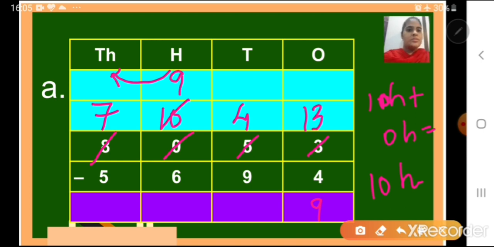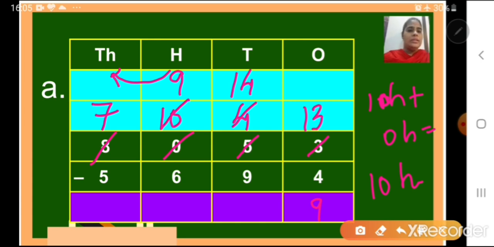Okay. So 100 is equal to 10. 100 is equal to how many tens children? Tell me. 10 tens. Correct. So 10 plus 4 will be 14. Cancel your 4 and write here 14. Like this you have to borrow step by step.